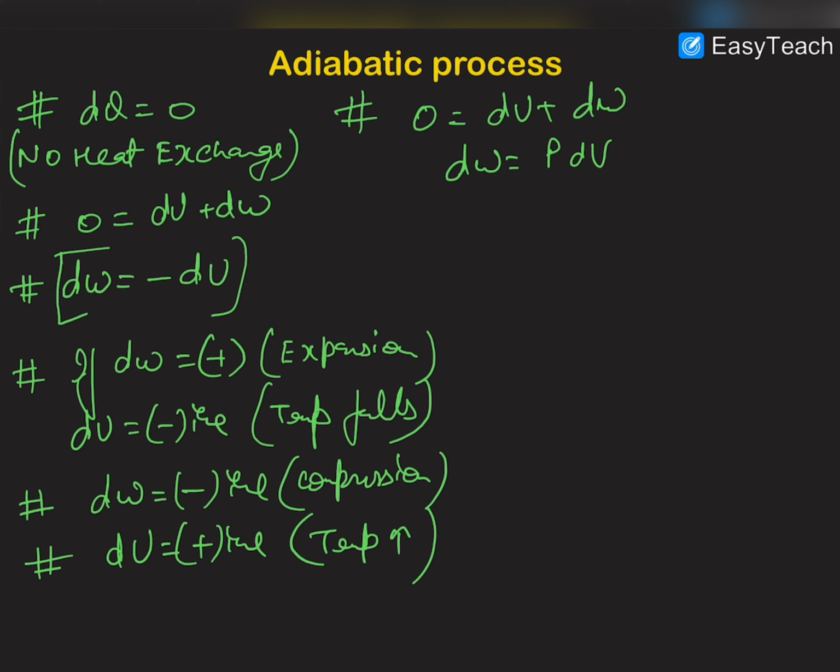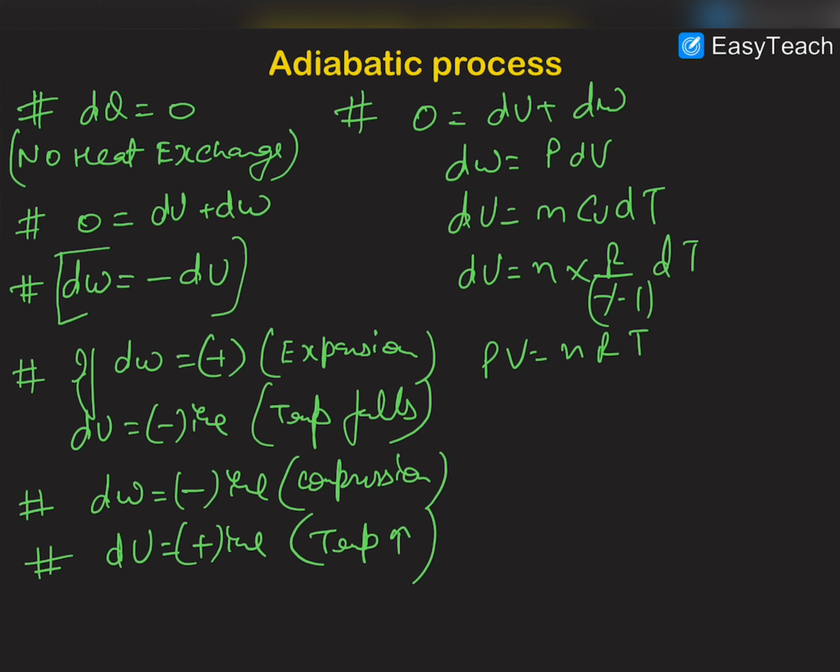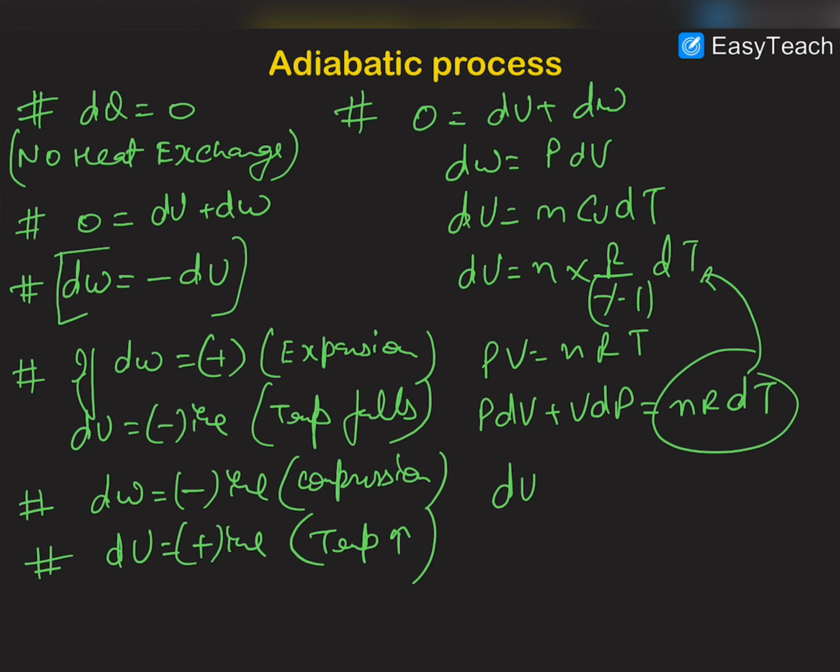Now you know that dU is equal to n Cv dT. Okay, so this is dU, and we also know that dU is equal to n Cv is R upon gamma minus 1 into dT, and PV is equal to nRT, and by differentiating this equation we can say that P dV plus V dP is equal to nR dT. So if we substitute the value of nR dT here, then dU will be equal to 1 upon gamma minus 1 into P dV plus V dP. This is dU.